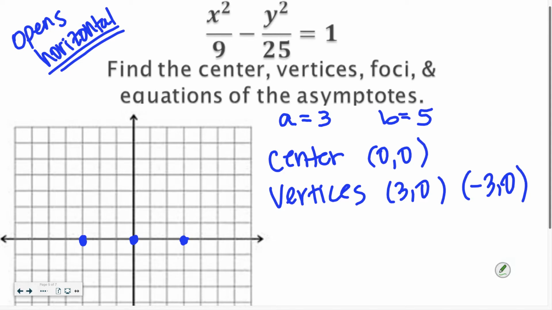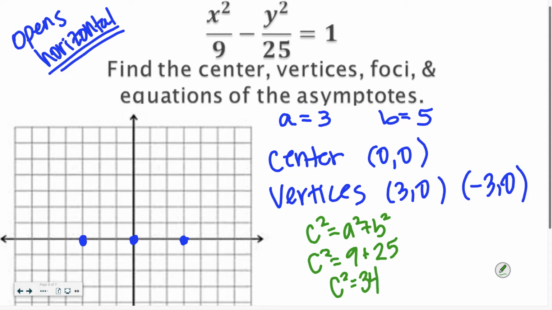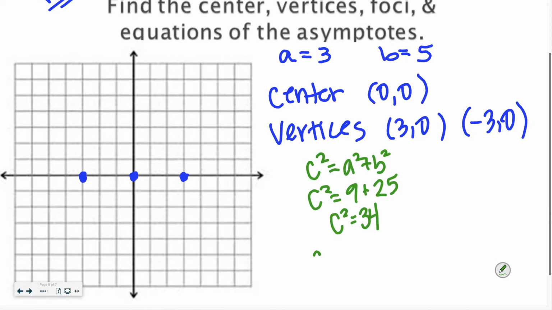Let's also keep in mind that c squared is a squared plus b squared. Our a squared is 9 and our b squared is 25. So our c squared is 34, which means c is radical 34. Okay? Well, radical 34 is not quite 6. Radical 36 would be 6. So radical 34 would be almost 6.